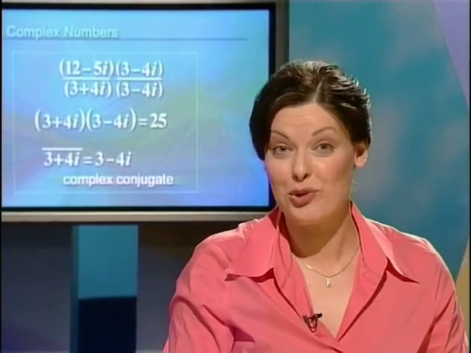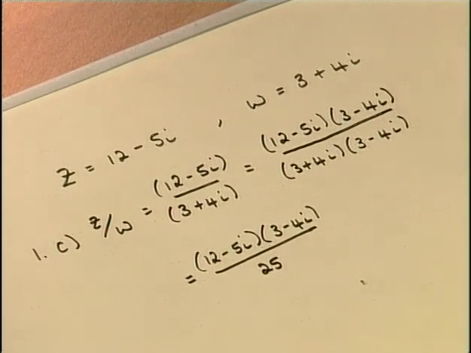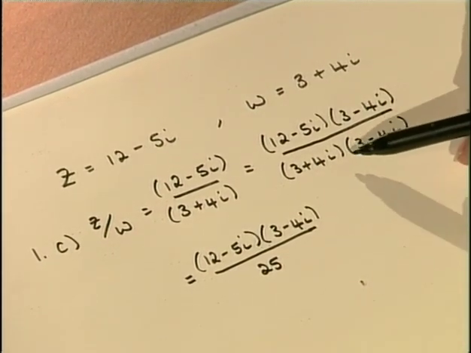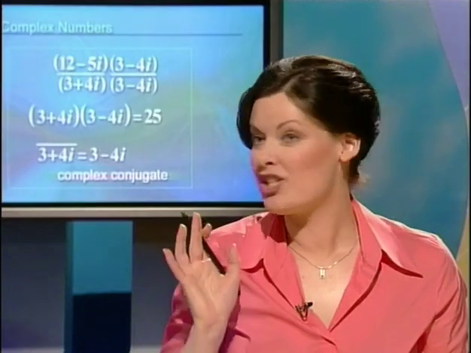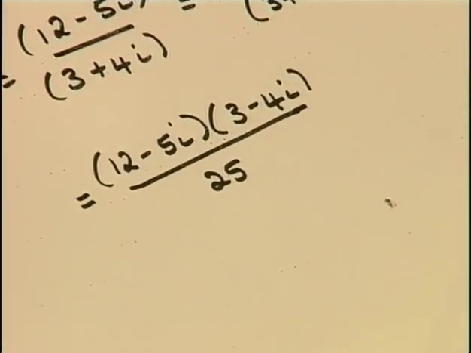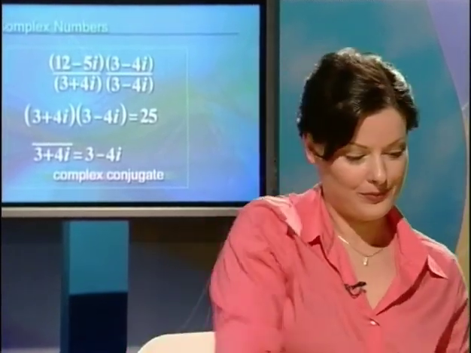Well, I've used the trick already. I've multiplied top and bottom by 3 minus 4i. That's the complex conjugate of 3 plus 4i. And as Alan showed you, we get 25 in the denominator. So that's very helpful because now we've got a real number in the denominator. So now I've just got to multiply out the top pair of brackets as before.